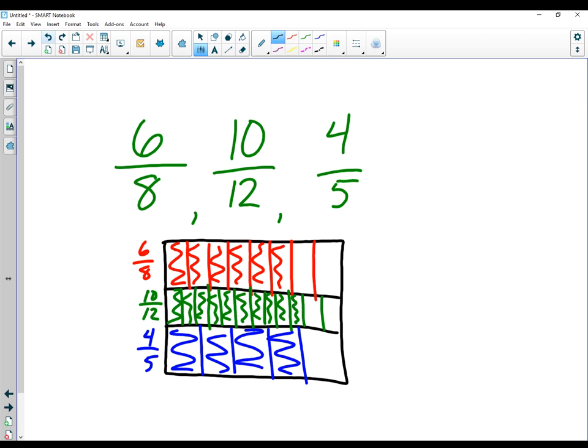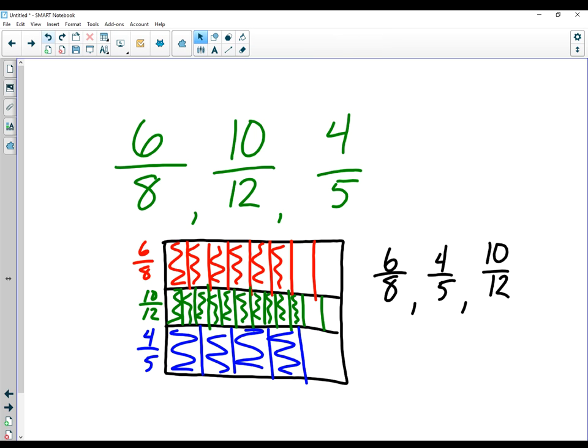Looking at my model, it looks like 6/8 is the smallest with the least shaded. And it looks like 4/5 is in the middle, and 10/12 has the most shaded. But I'm not really sure because 4/5 and 10/12 look really close together. It could just be that my picture is not very accurate.